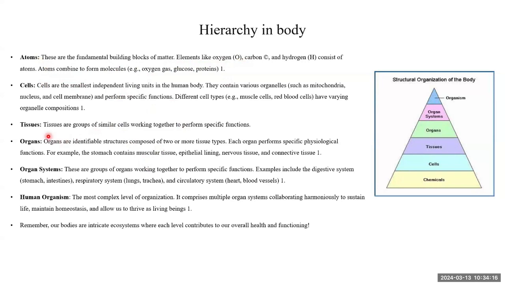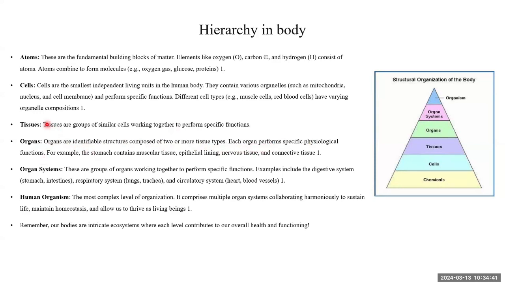Then come the tissues. Tissues are groups of similar cells working together to perform specific functions. So basically, tissues are a sheet of cells or a group of cells that are present together. Then there are organs. Organs are identifiable structures composed of two or more tissue types. Each organ performs a specific physiological function.